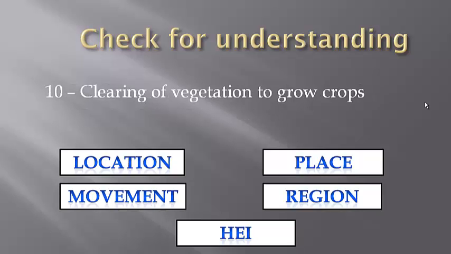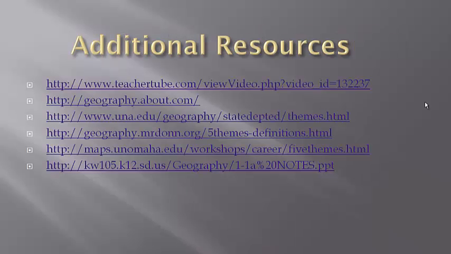And the clearing of vegetation to grow crops. Again, this is an example of human-environment interaction. As our population grows, so does our need to produce more crops. We have to clear land. We are modifying our environment to create farmland so we can grow those crops.